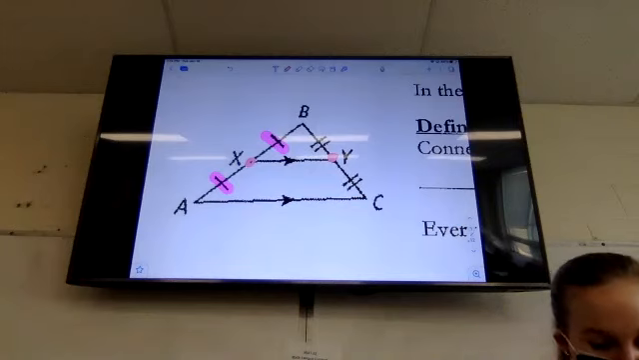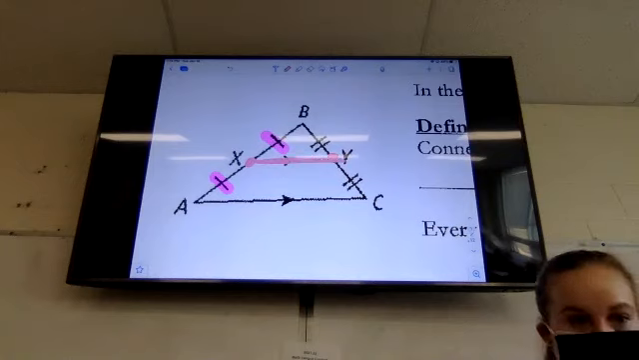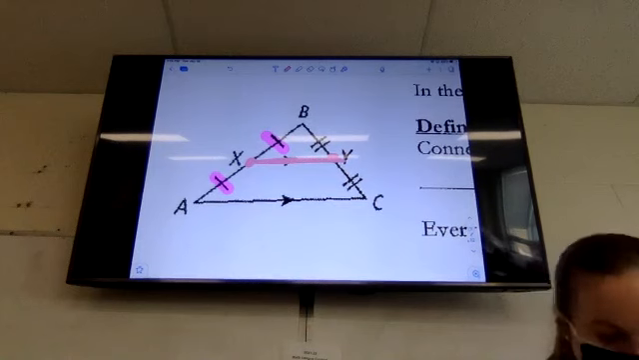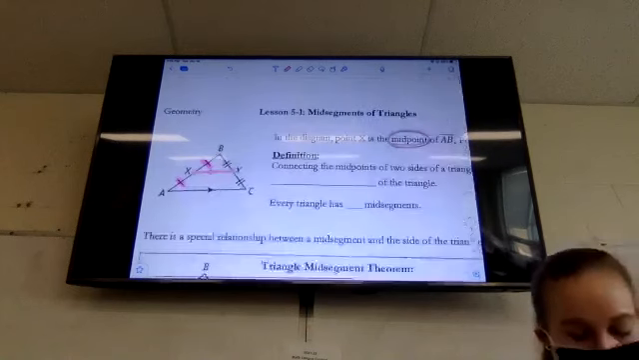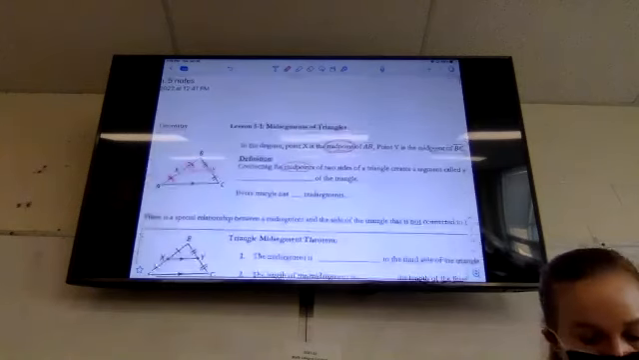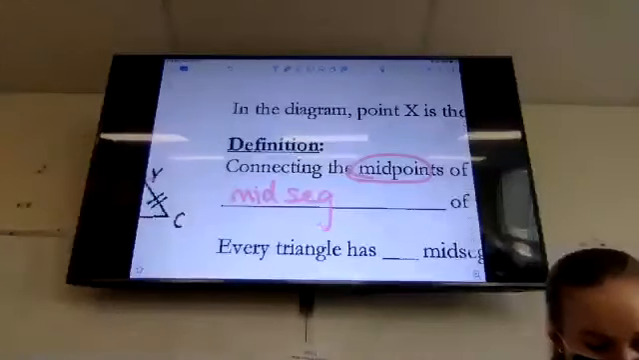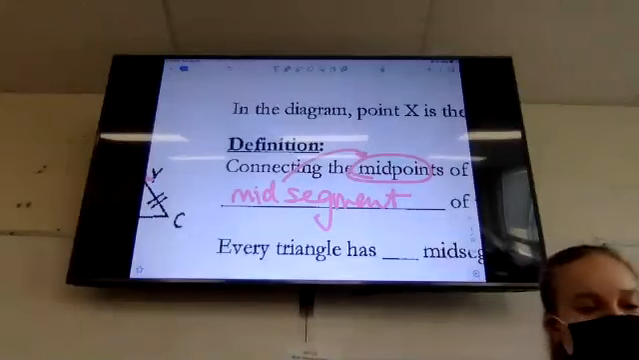So a midsegment is the segment XY that is formed by two midpoints. It's formed by connecting two midpoints. So definition, connecting the midpoints of two sides of a triangle creates a segment called the midsegment of the triangle. Midsegment is made up of midpoints. So mid and mid go together in my head.